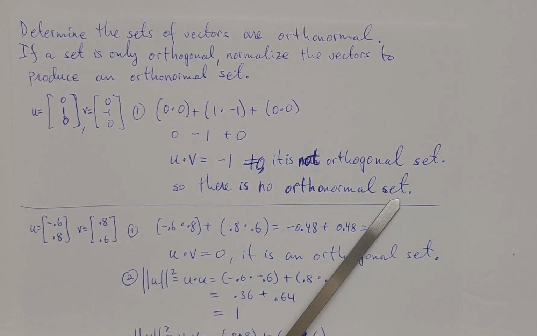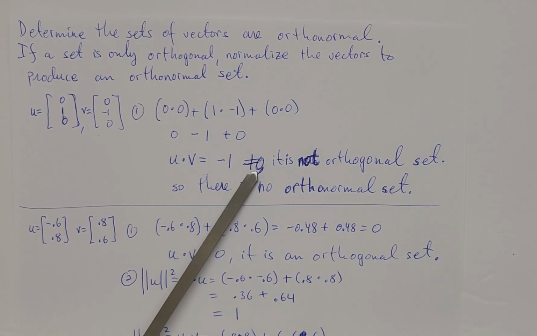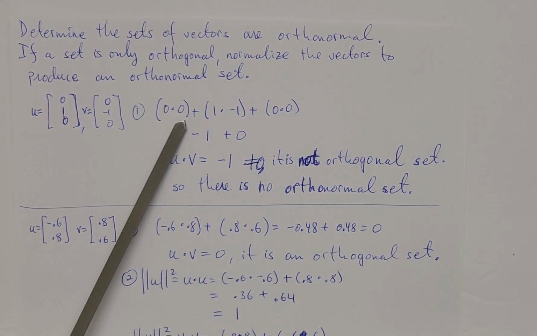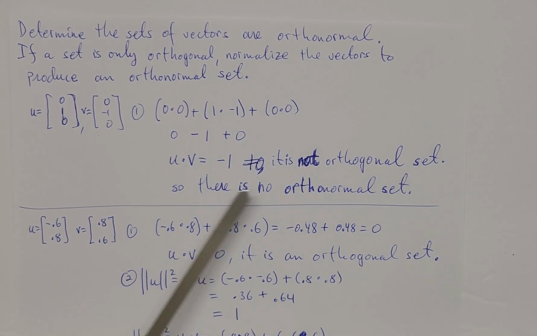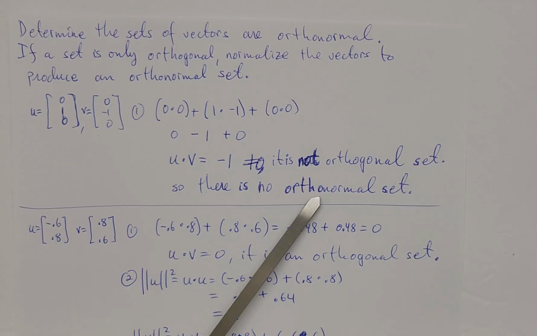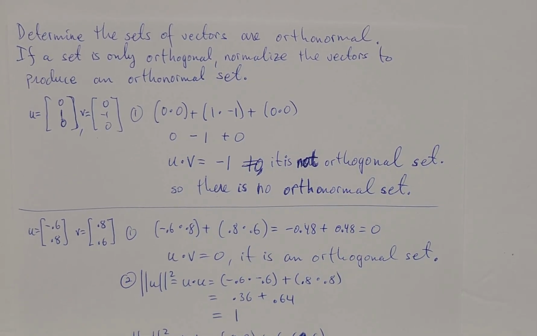So we can stop here. We don't have to do much. One more time: since the dot product is not 0, it is not orthogonal, then it is also not orthonormal. Okay? Next.